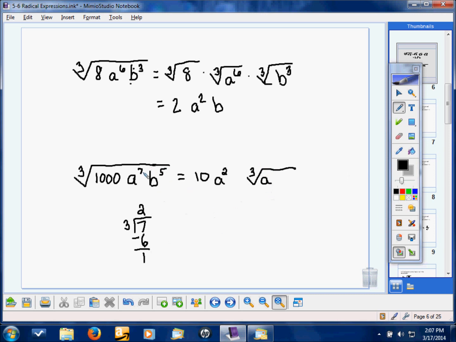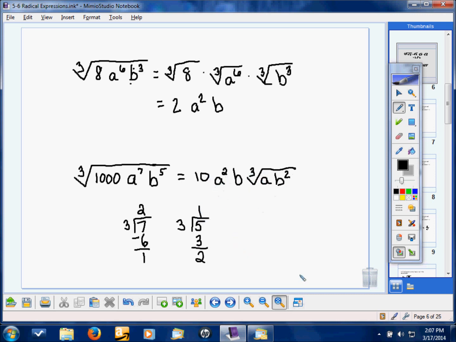So, Sabrina, how about this b? We take what divided by what? 5 divided by 3. That gives us 1 and a remainder of 2. So, what's on the outside? b. And what's on the inside? b. How many? 2. b squared. Okay? The remainder is the exponent underneath the radical. And the whole number is how many came out.